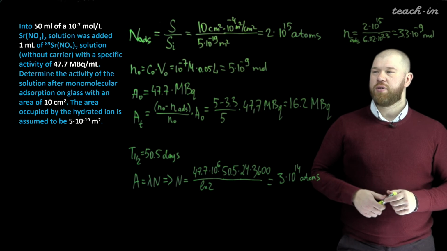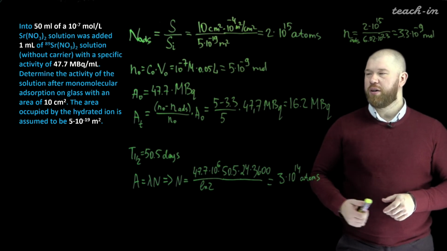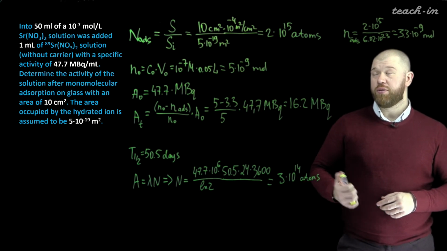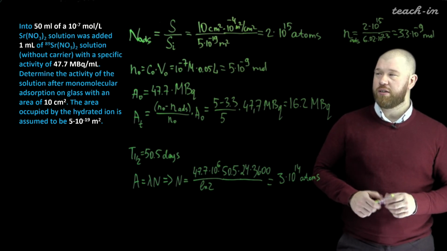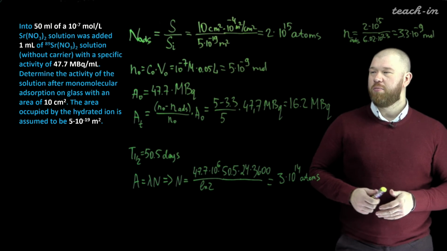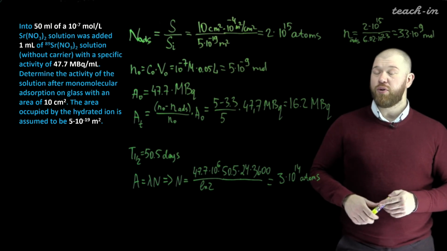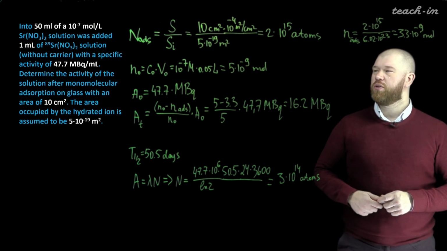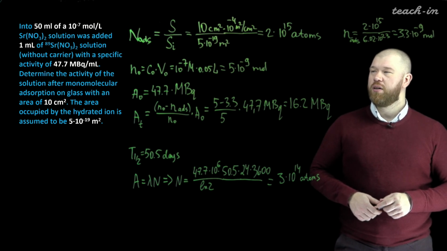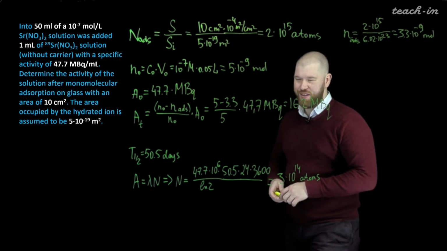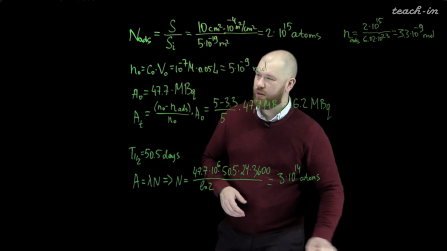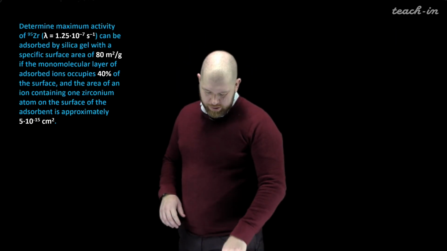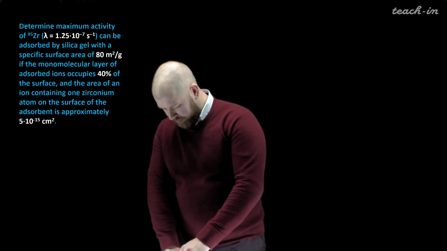So again, it is important to remember that very often this activity, 50 megabecquerels, let's say, per milliliter, is very high activity, but still there are only a few atoms of the radionuclide. So don't forget about these relationships. So let's go further. The next is a related task.